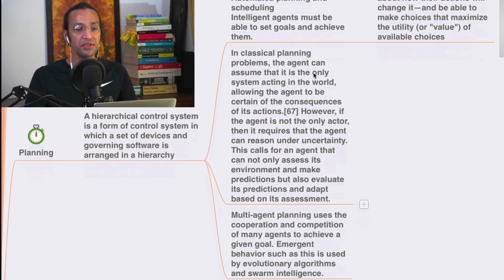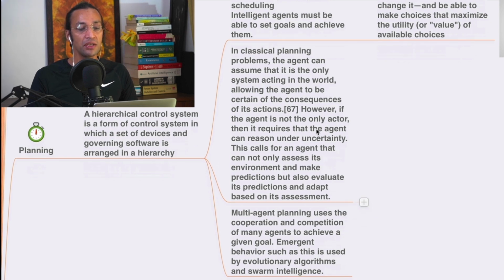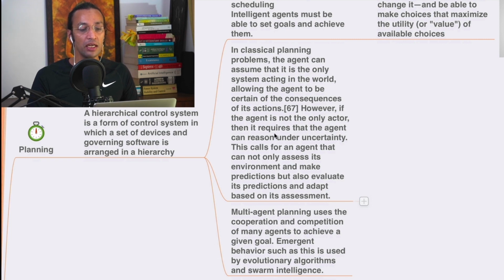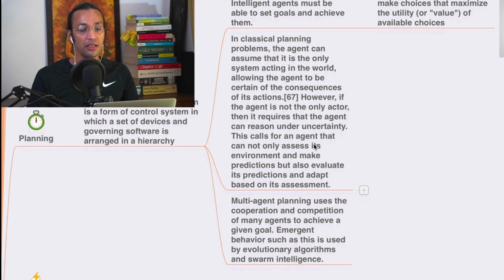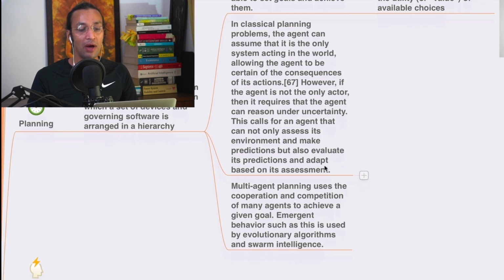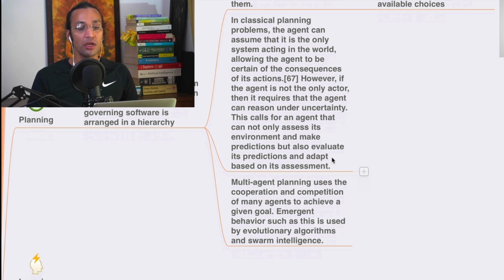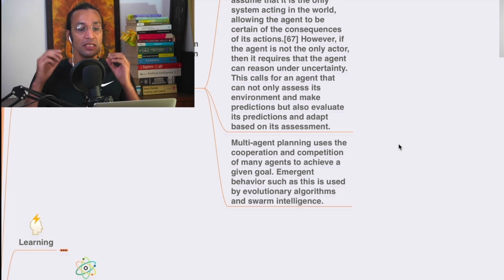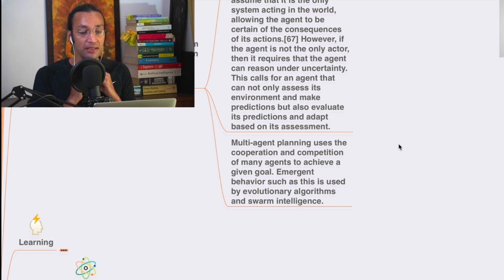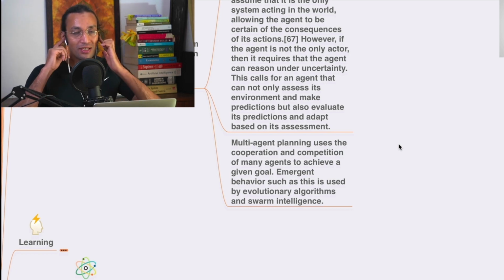In a classical planning problem, the agent can assume that it is the only system acting in the world, allowing the agent to be certain of the consequences of its actions. However, if the agent is not the only actor, then it requires the agent to reason under uncertainty. This calls for an agent that can not only assess its environment and make predictions, but also evaluate its predictions and adapt based on its assessment. Multi-agent planning uses the cooperation and competition of many agents to achieve a given goal. Emergent behavior such as this is used by evolutionary algorithms and swarm intelligence. So this is how planning is done.